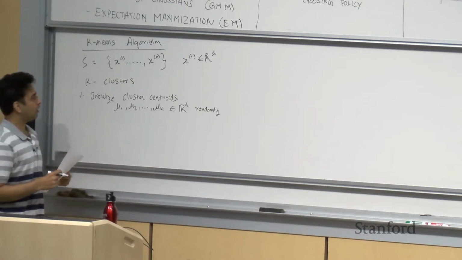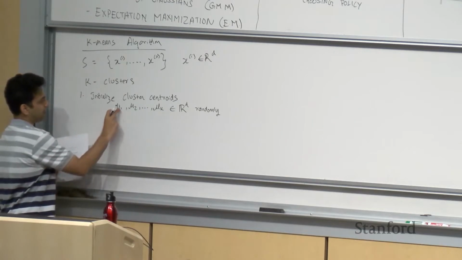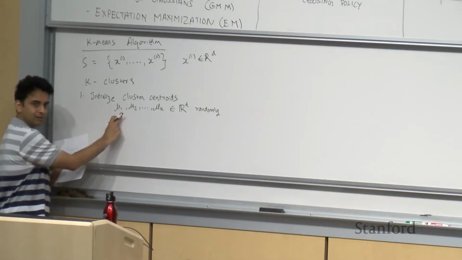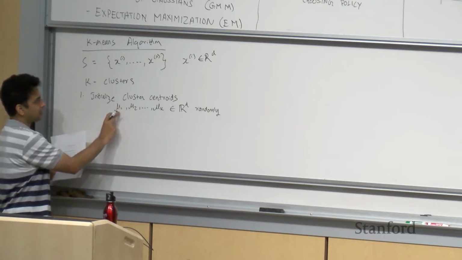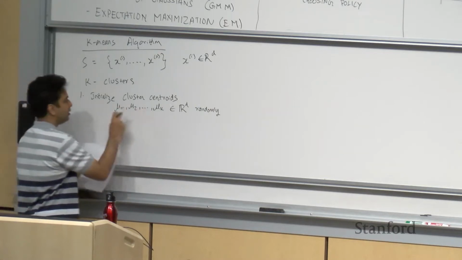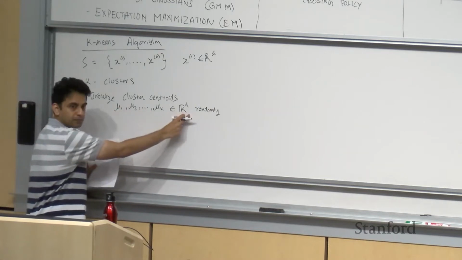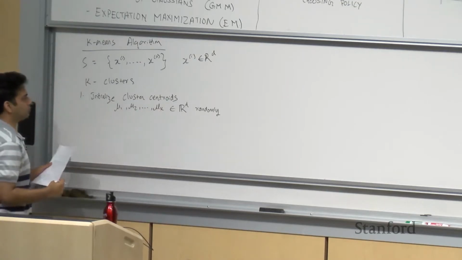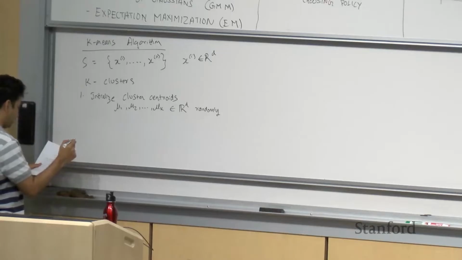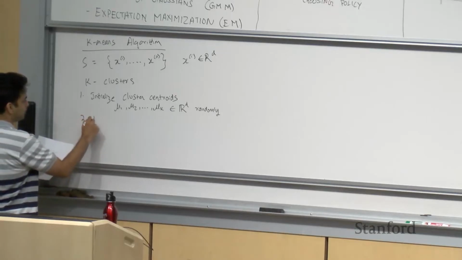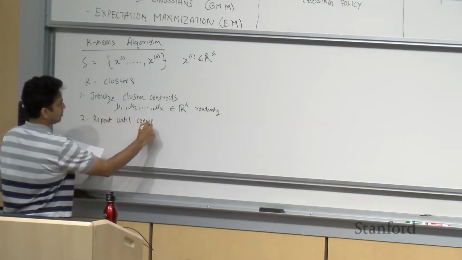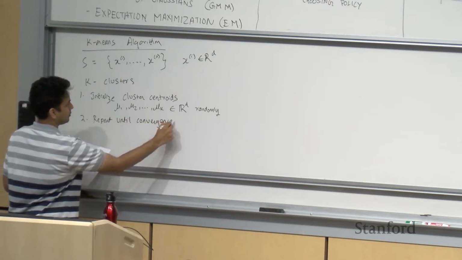Previously in our notation, having a suffix on a variable generally meant it was a scalar, right? But in this case, mu1 is a full vector. And there are k such full vectors, mu1 through mu k, and we initialize them randomly, and then we repeat this until convergence.